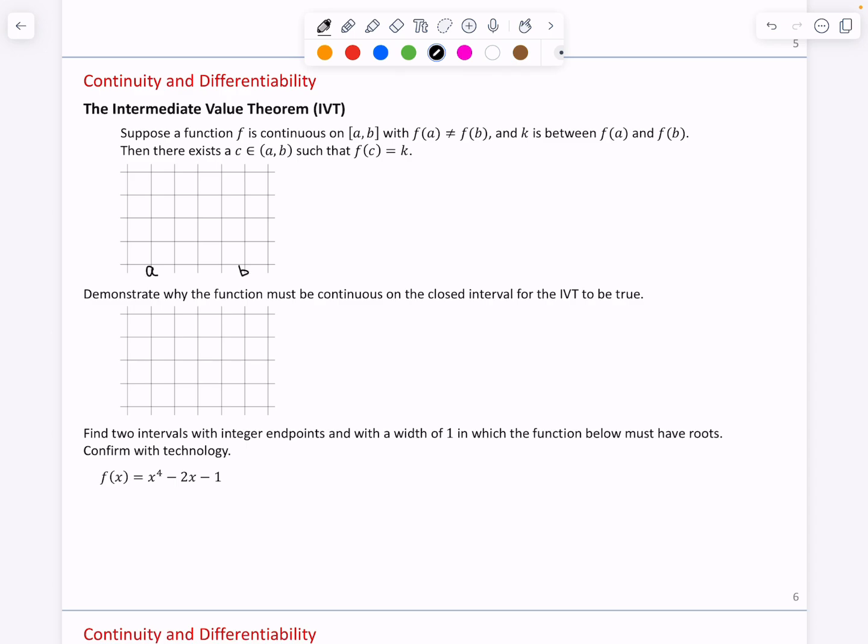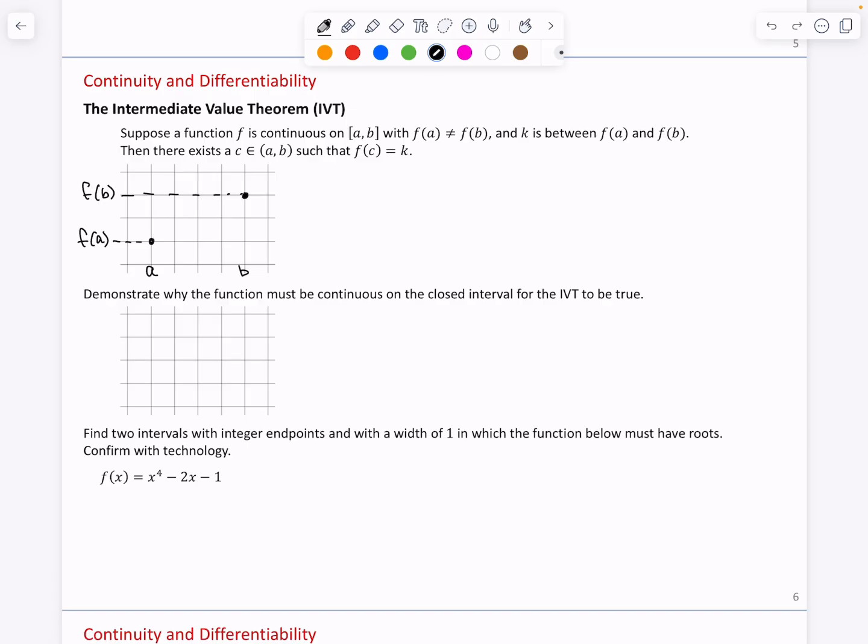The outputs of the function are different. Let's give a this output and b a different output. And the function must be continuous and must be a function. So no, doing this is not a function. No, doing this function is not continuous on the closed interval. But you could do something simple like that, or something a little more interesting like this. But you must connect the 2 points without lifting your pencil.